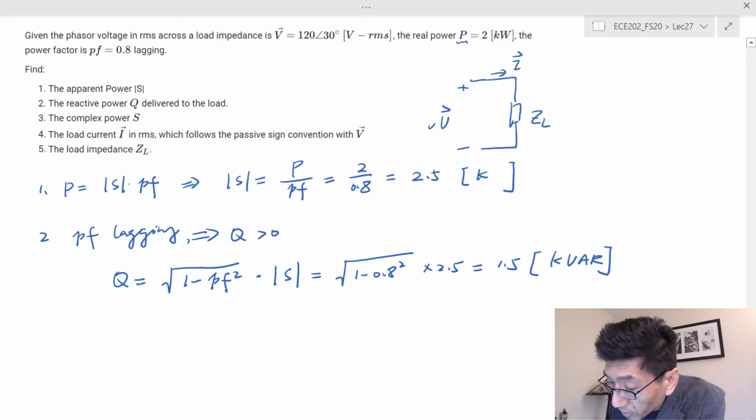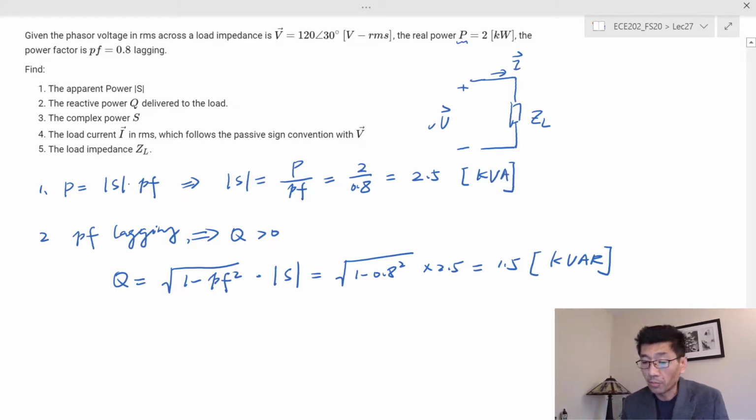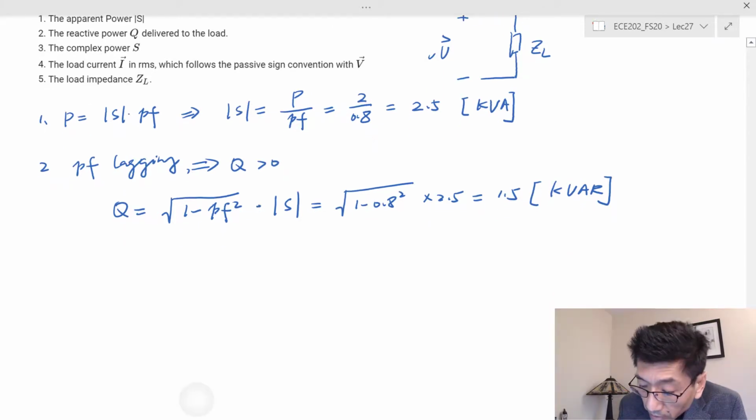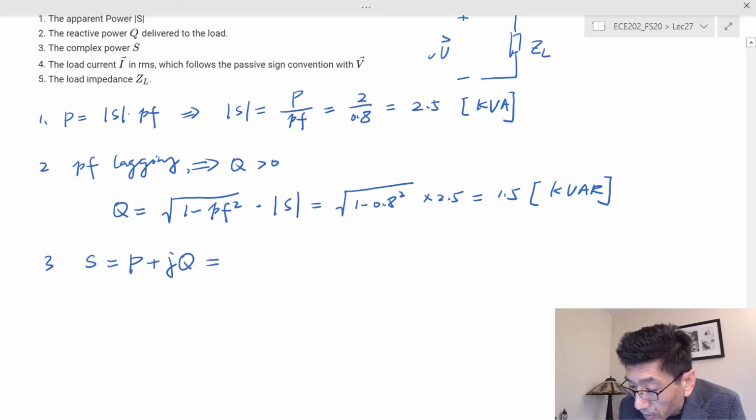What I'm doing here, the unit for S is kVA, not watts. For P, the real power, it is watts. For the complex power or the apparent power, the unit will always be volt-amps, just VA. Okay, and now the complex power. S is equal to P plus jQ, right? So that's equal to 2.5 plus 1.5j. The unit would be kVA as well.